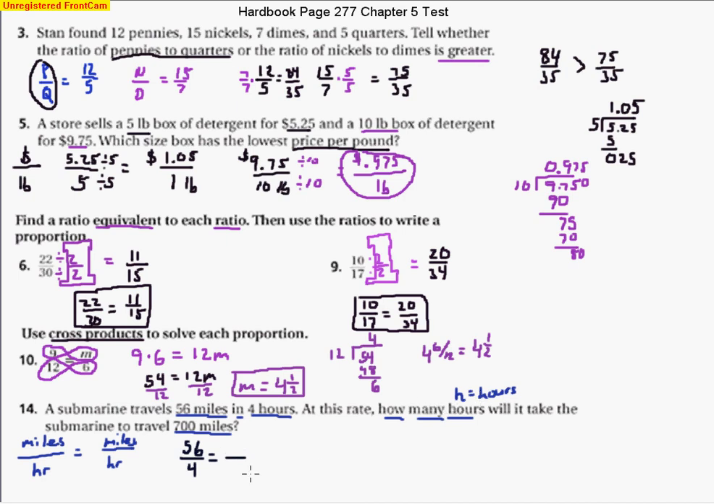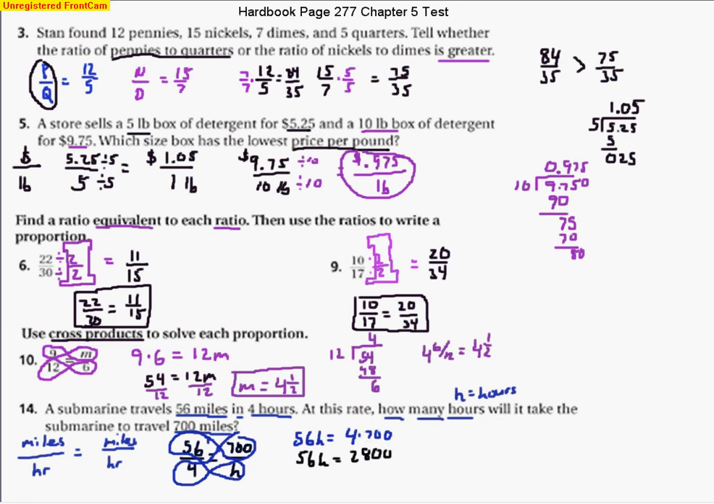We don't know how many hours, so h is our unknown. Will it take the submarine to travel 700 miles? That's going to go on top of the fraction. So now we've got our proportion, so we're going to use cross products to solve. So we do this 4 times 700, and we're going to set that equal to 56 times h. And so we'll write that out. 56h equals 4 times 700. So we do the work there, and we now have 56h equals 2800. So I got that by 4 times 7 is 28.